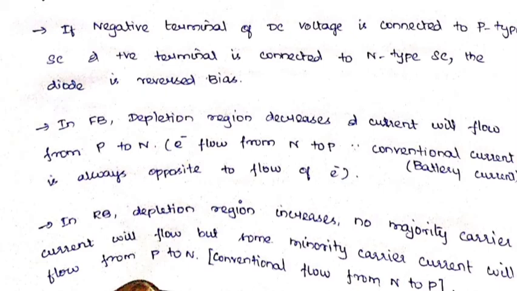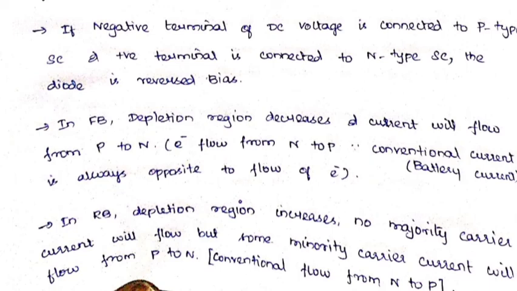In forward bias, the depletion region decreases and the majority carriers of the n-type semiconductor, electrons, move from n-type to p-type. So the conventional current, that is the battery current, flows from p-type to n-type because the p-type is connected to the positive side of the battery.